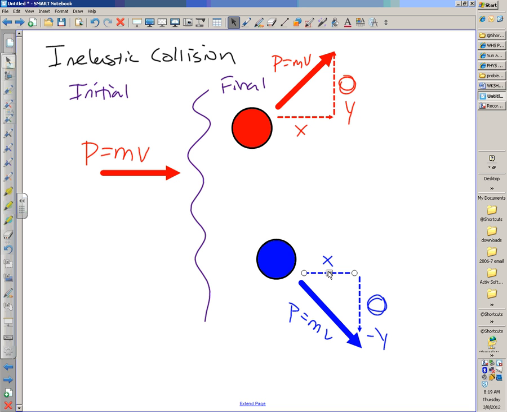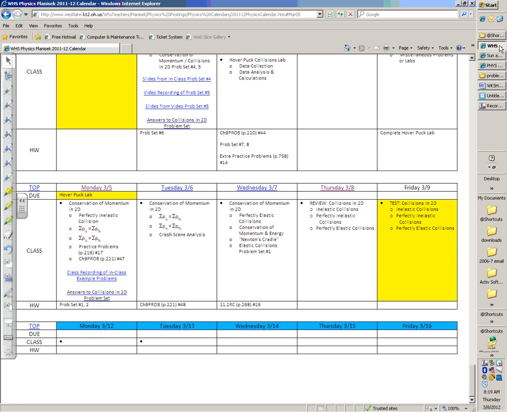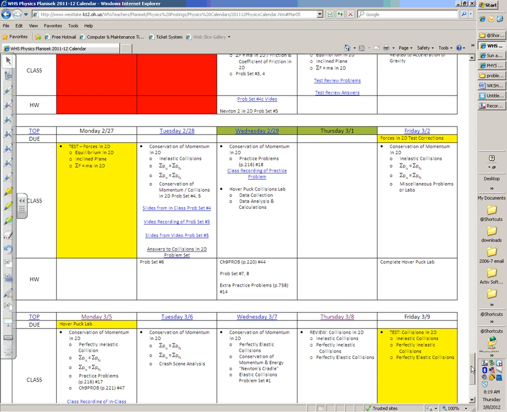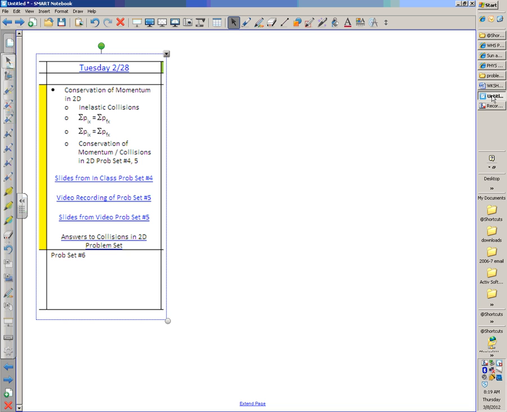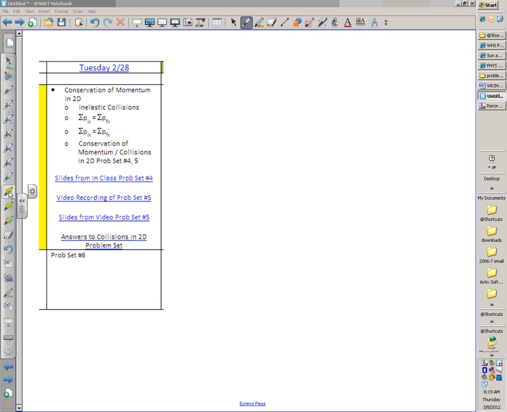Places where you can find practice problems of this nature. First, Tuesday, February 28th, was where we introduced this problem, inelastic collision. So we talked about collisions in 2 dimensions. In class, the problem set that I gave you on the very first day of the unit says collisions in 2 dimensions. We did problem set number 4 and problem set number 5.